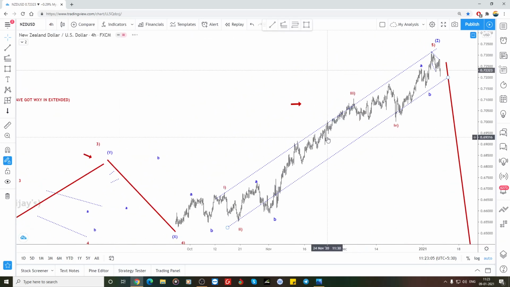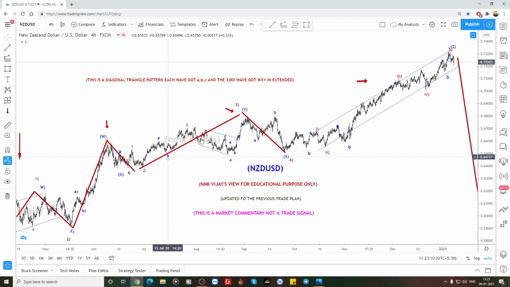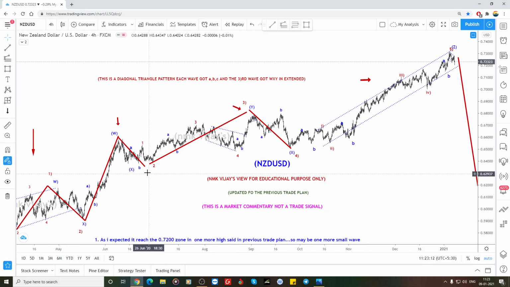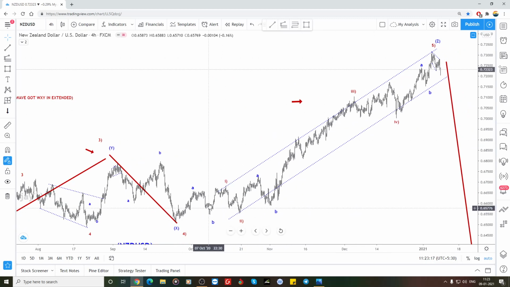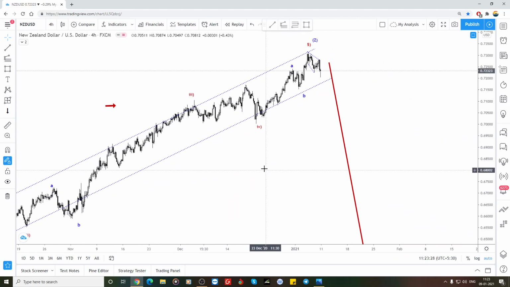So here, after that WX, we can name it as ABC also. Here it's a diagonal triangle. So ABC is a 1, ABC is a 2, ABC is a 3, and after that it's a 4th and 5th, the same confusion I mentioned. Whether B, this is a 1, this is an A, B, C means C contains 5 waves, but here only 3 waves.